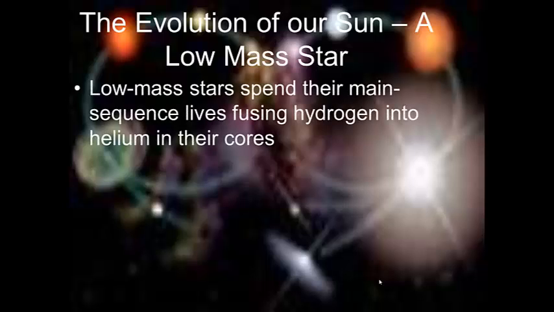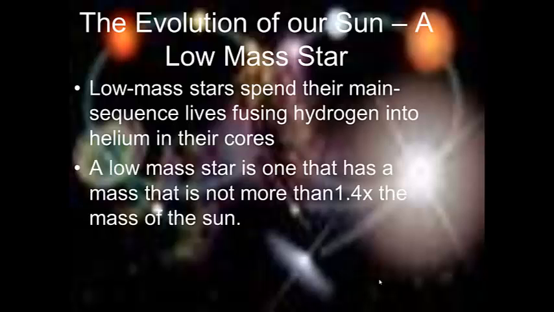The evolution of our sun. A low-mass star. Low-mass stars spend their main sequence lives fusing hydrogen into helium in their core. A low-mass star is one that has a mass that is not more than 1.4 times the mass of our sun.